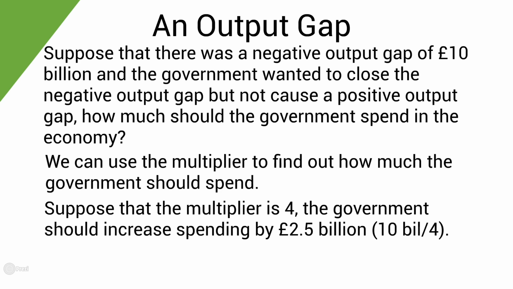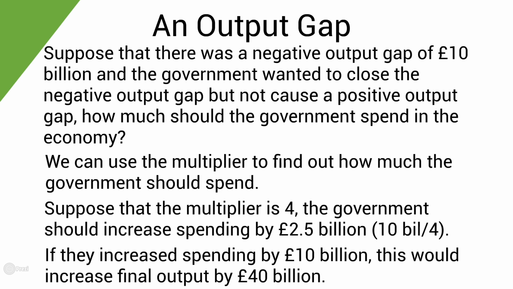This would close the output gap. To work out how much a government should increase their expenditure to close a negative output gap, we do the negative output gap size divided by the multiplier's value. So in this example, it was 10 billion divided by 4, which gave us a value of 2.5 billion.